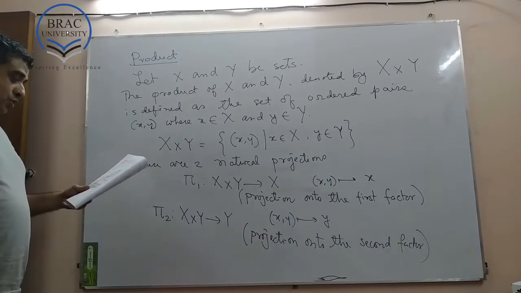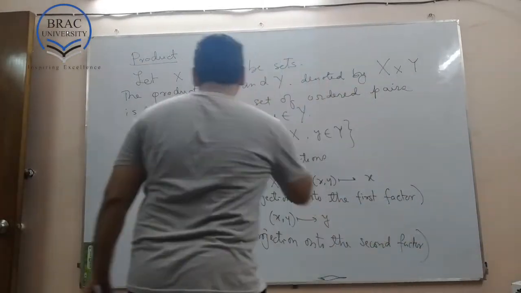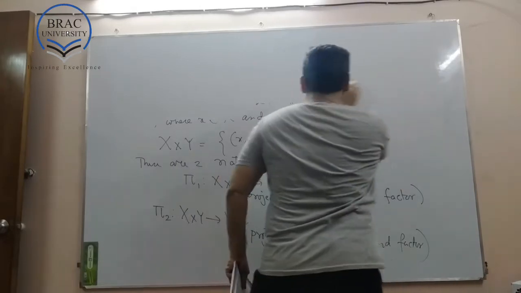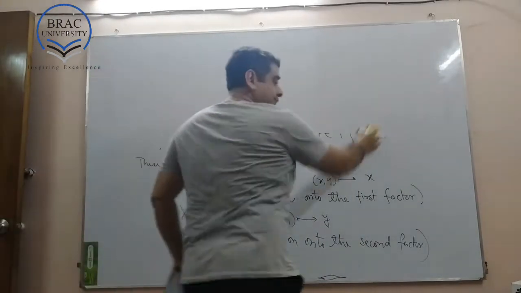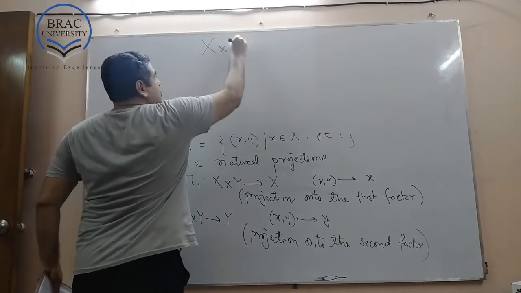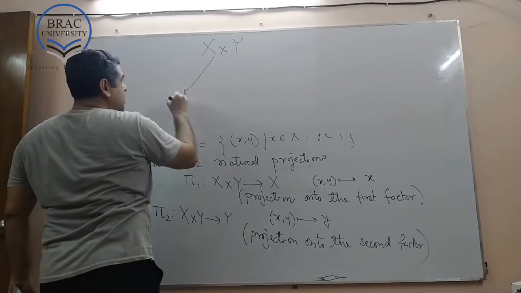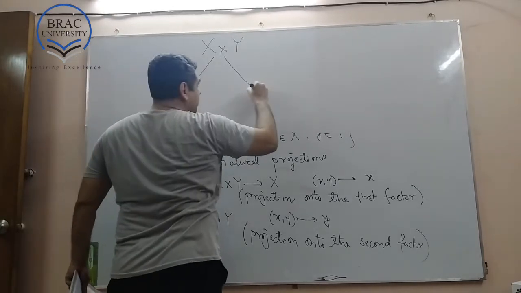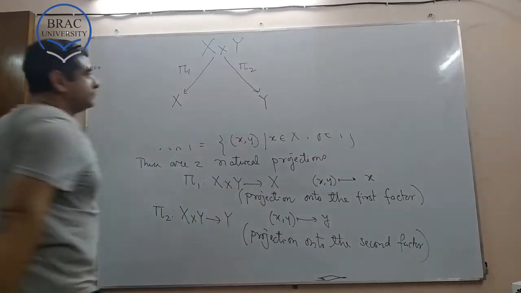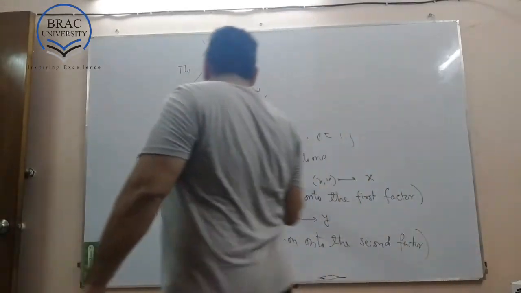Good. So we can combine these two projections into a single diagram given as follows. The diagram has X cross Y, the product, with the projection on the first factor X and the projection on the second factor Y. This is phi 1 and this is phi 2. Alright, let us take an example of this product of two sets.